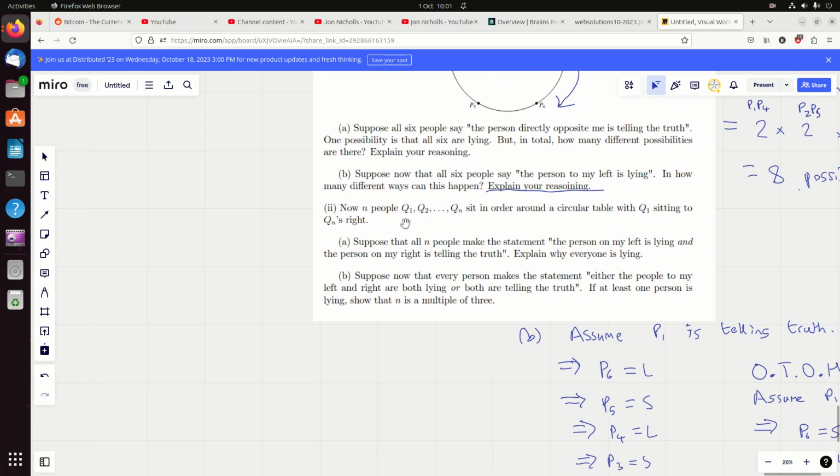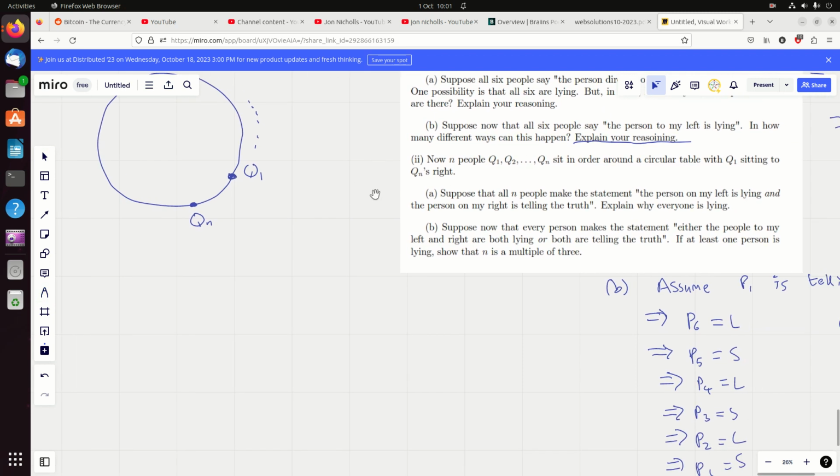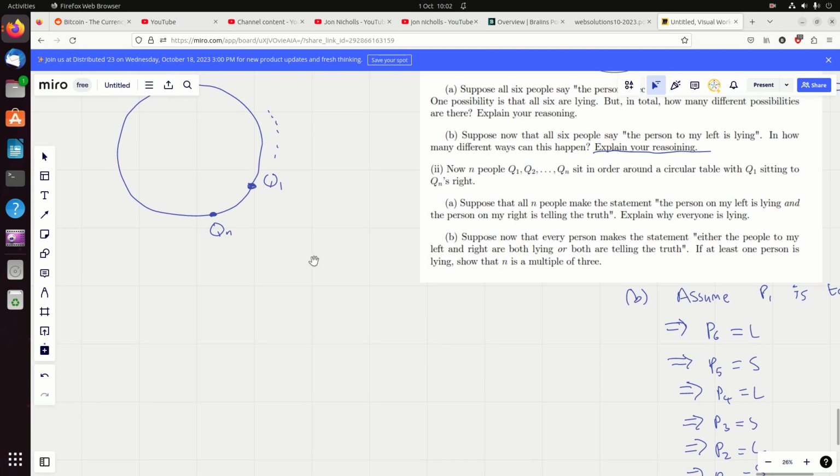Okay, now N people, Q1 to Qn, sit in order around a circular table with Q1 sitting to Qn's right. So I drew a little picture. It wasn't a great picture or anything, but I immediately drew something like this, and I just wanted to show that Q1, Qn, yeah, and dot, dot, dot. So I think I've fulfilled that condition that Q1 is sitting to Qn's right, and I'm looking at the bottom, but you might have drawn it the other way around. Obviously it doesn't matter, it just means you're looking from the other side underneath the table, if you like.